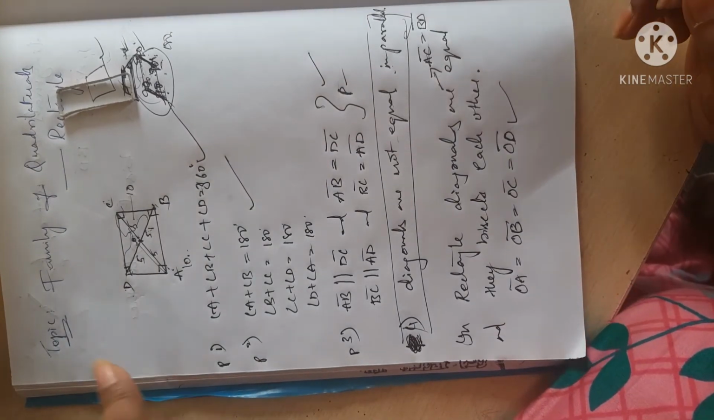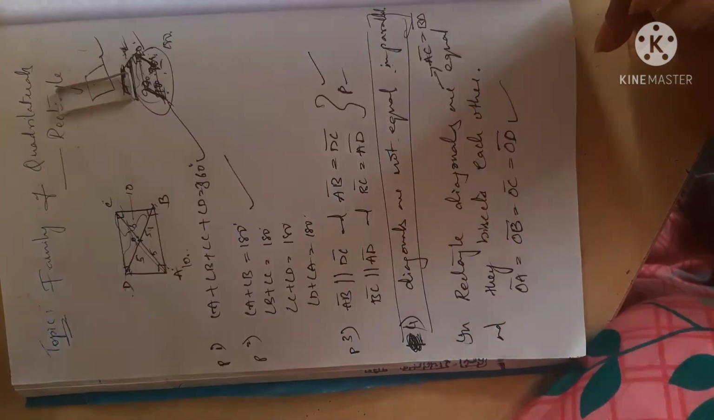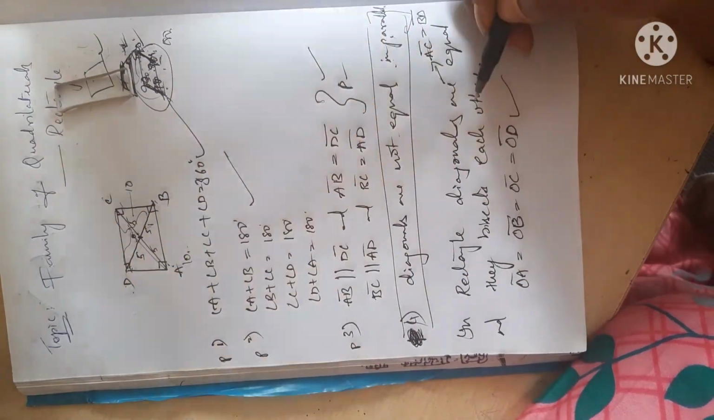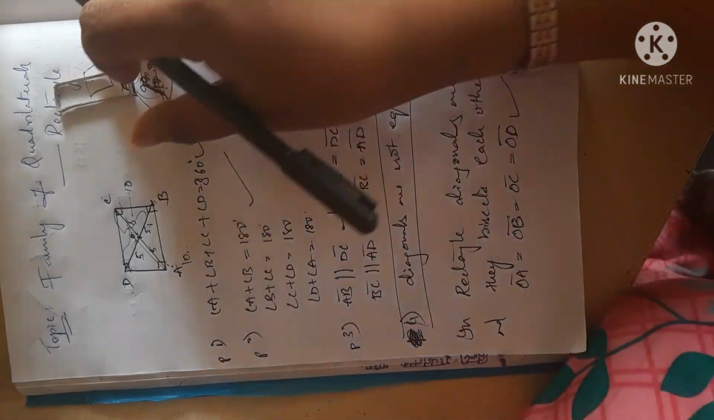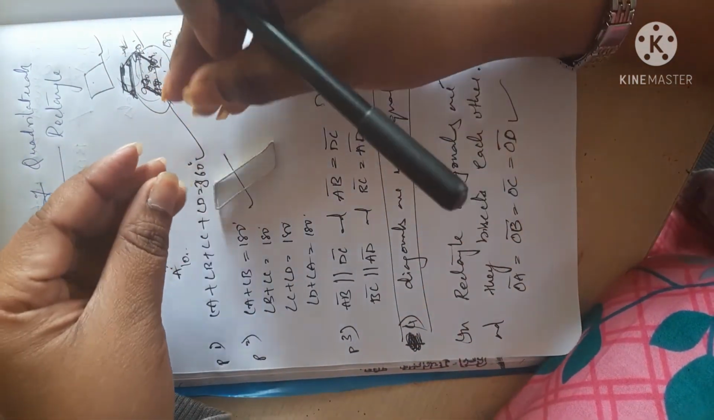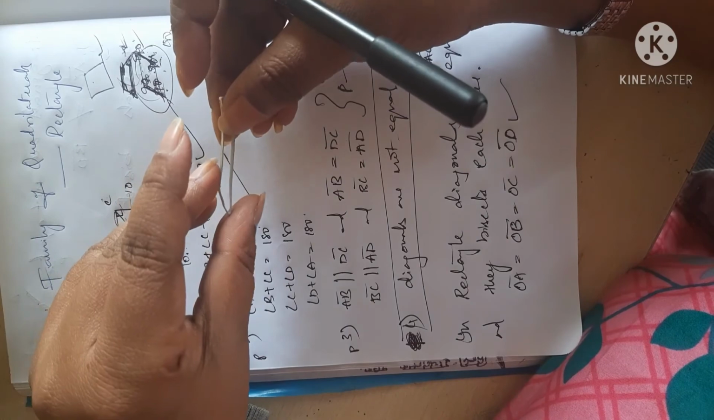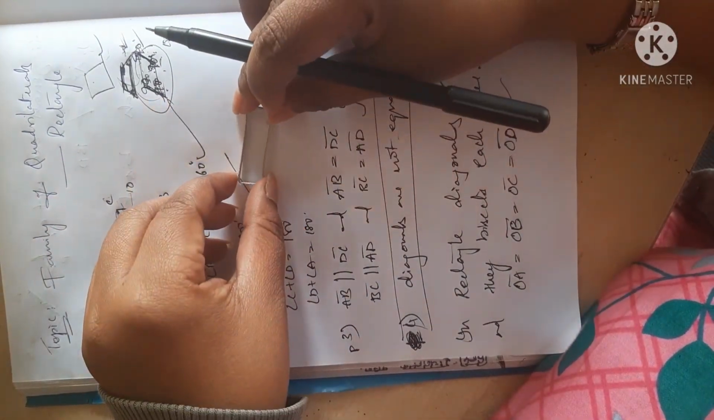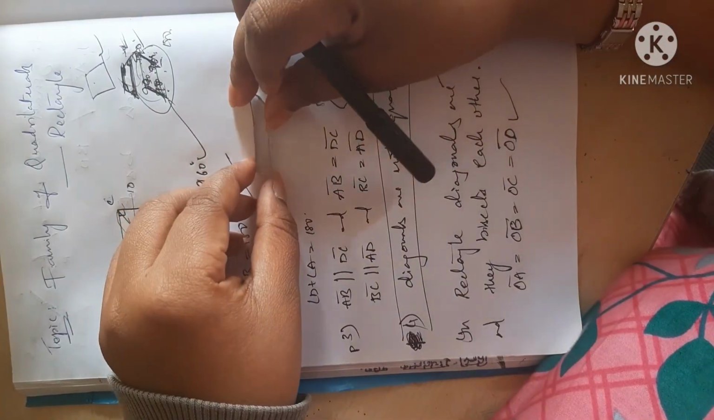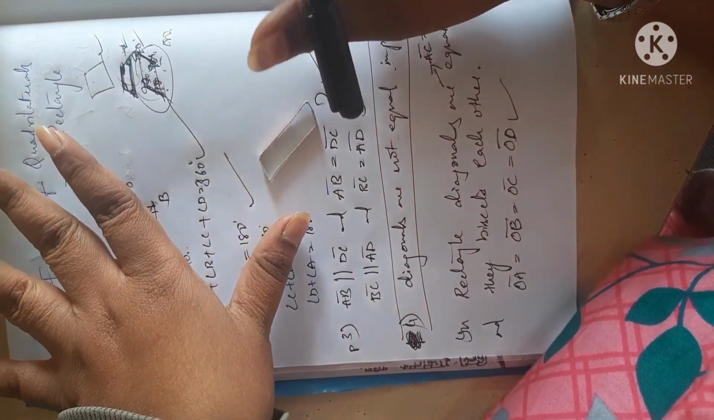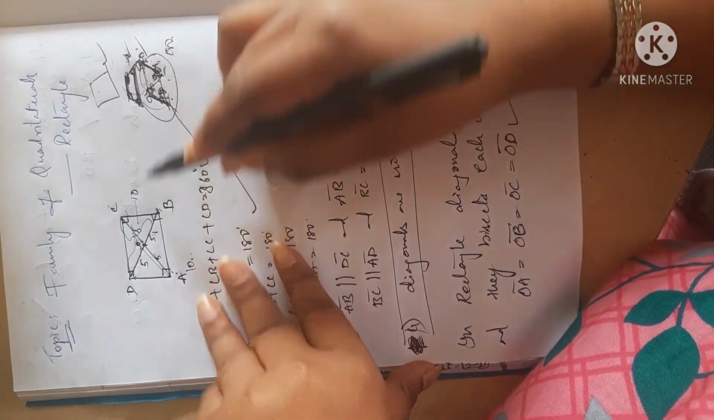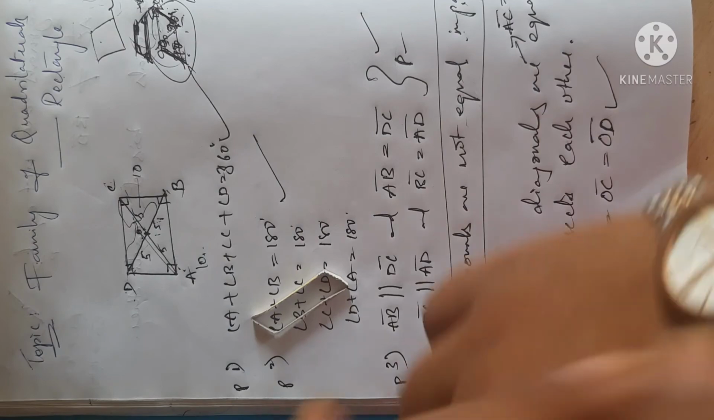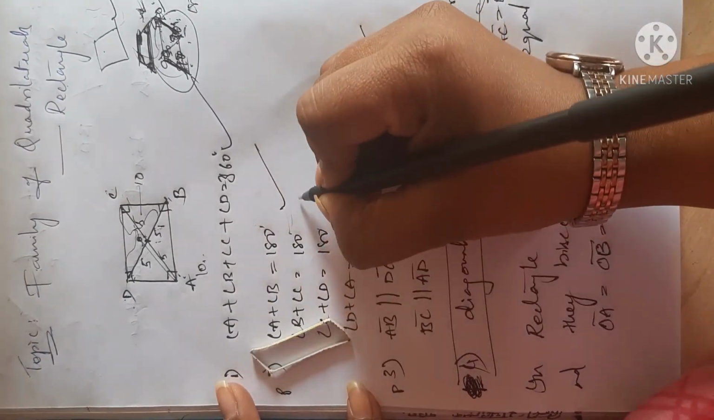Have you understood? Now, am I forgetting anything? Diagonals are not equal in a parallelogram. Yes, diagonals are equal in a rectangle. So the difference between a rectangle and a parallelogram is just one point, and that is the diagonals. Diagonals are not equal in a parallelogram, whereas diagonals are equal in a rectangle. And in both cases, diagonals bisect each other. Even in a parallelogram it bisects. Even in a rectangle they bisect each other. Clear?